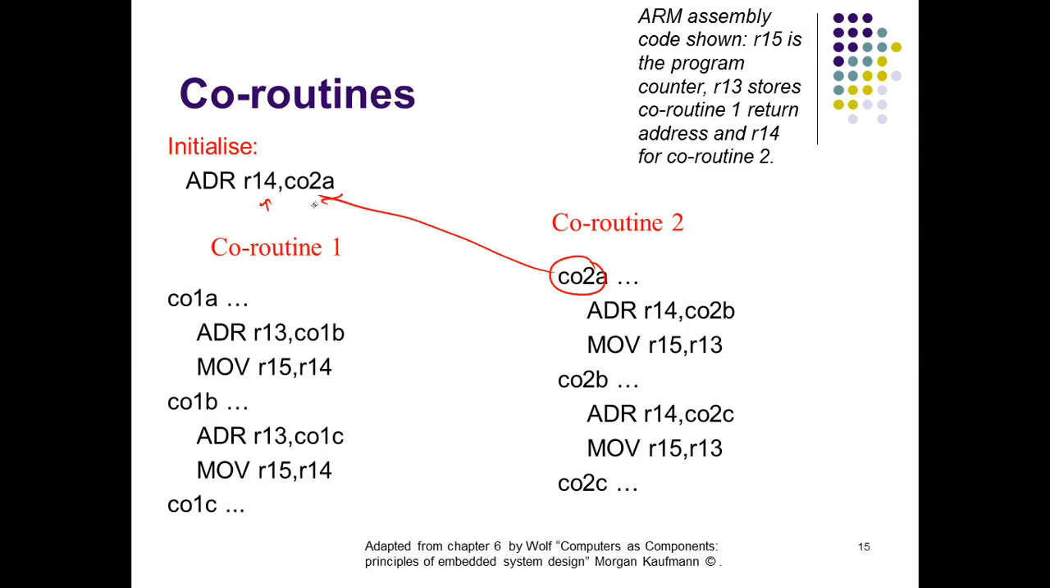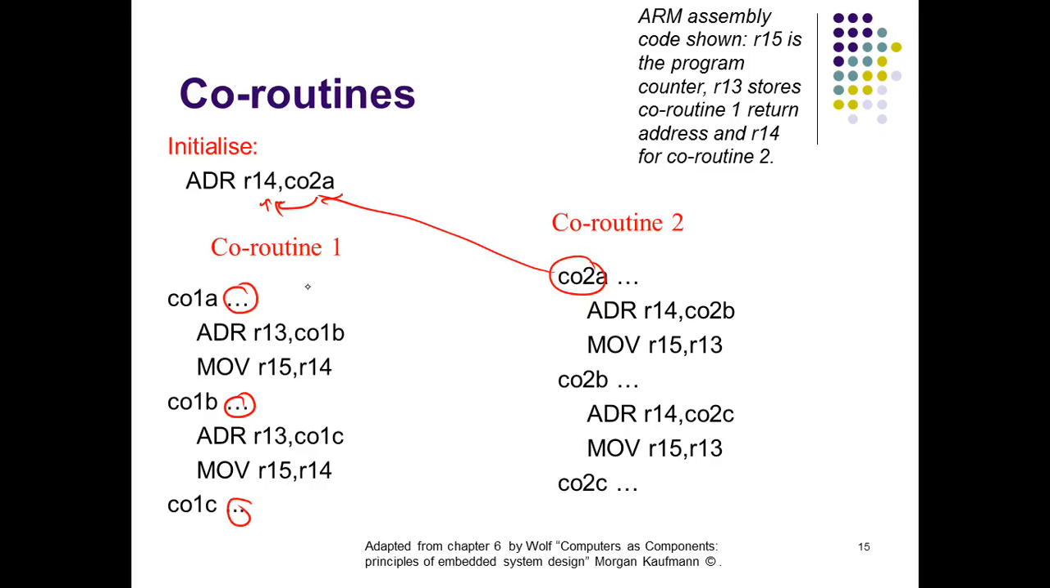Yeah, so this puts the address of code 2 into register 14. What does the rest of the code do? Well, perhaps what you might realize is that this code literally does nothing because there's no processing. So these dots you can consider to be doing some kind of work within a routine.